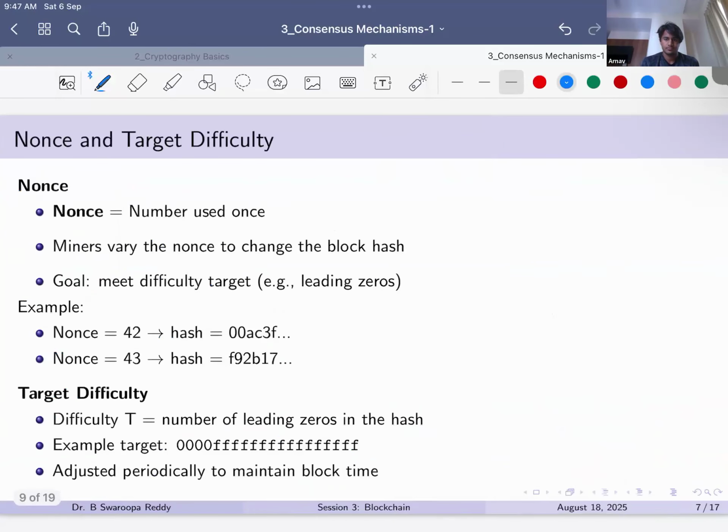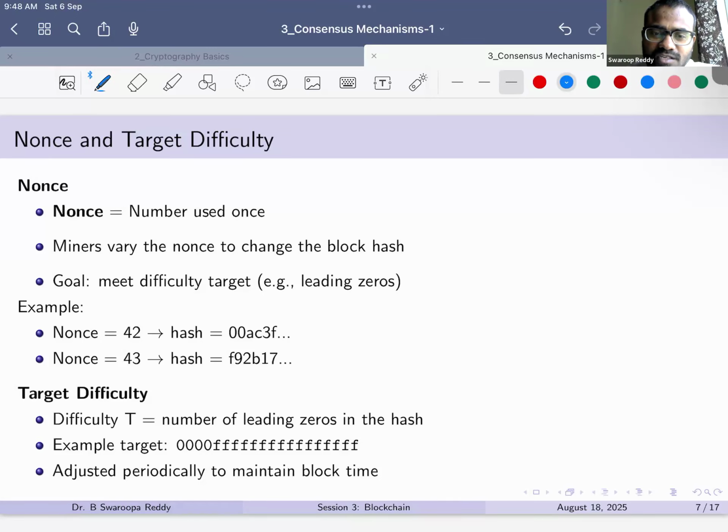So this entire problem depends on the nonce and the difficulty. The nonce is a number used once, and miners vary the nonce to change the block hash. This is all the theory which I have already discussed in the previous two slides. The goal is to meet the difficulty level, that is, the leading zeros. The difficulty depends on the leading zeros. If the leading zeros are more, the difficulty is more. If the leading zeros are fewer, the range is very big, and getting a final output which is less than t is very easy.